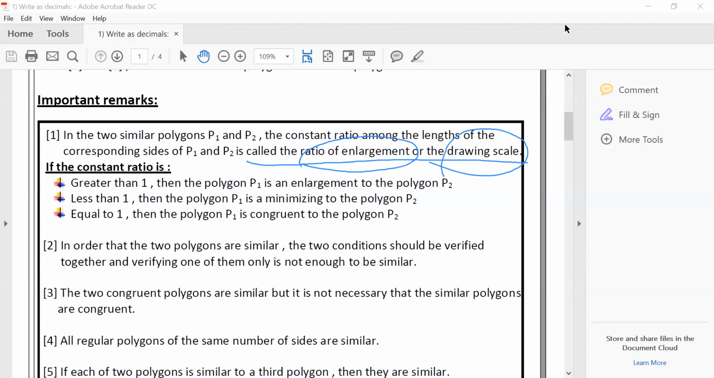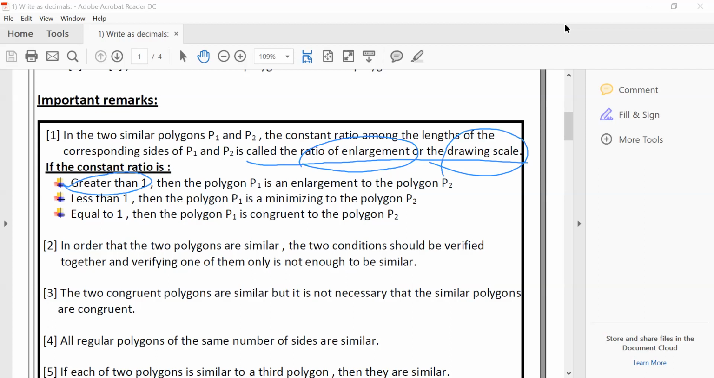Okay, this constant, maybe it is equal to 2, like our example, maybe it is a half, maybe it is 3 over 2, maybe it is 1 over 5, maybe it is 2 over 5. It can be any ratio. If this ratio is greater than 1, it means that P1, or polygon 1, is an enlargement of polygon 2.